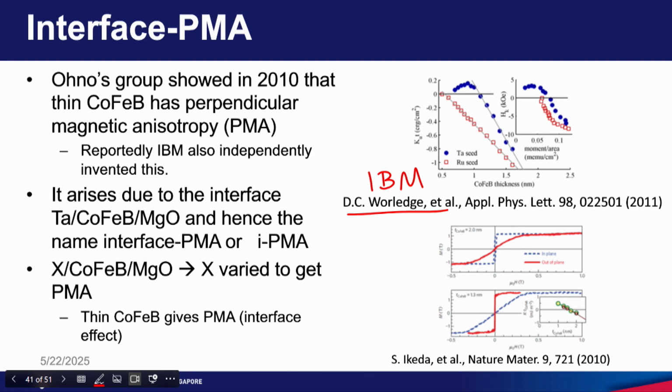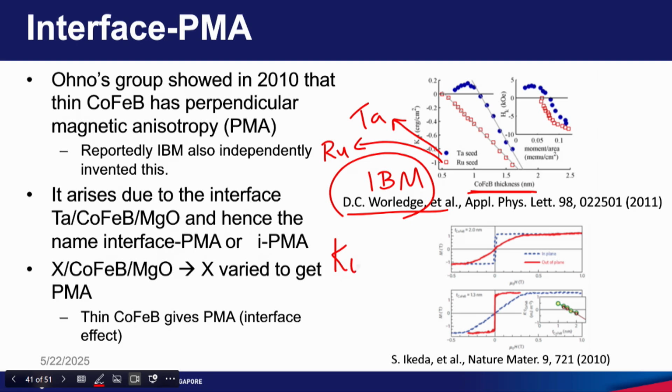And here I am showing the results from the IBM group. Okay, so here you notice this is cobalt and boron thickness. So this cobalt and boron was deposited either on tantalum seed. Blue is the tantalum seed. That means on top of tantalum layer they are growing the cobalt and boron, magnesium oxide. And this red color is on top of ruthenium.